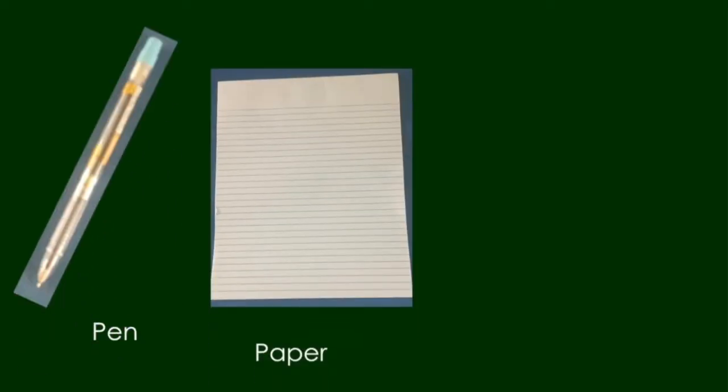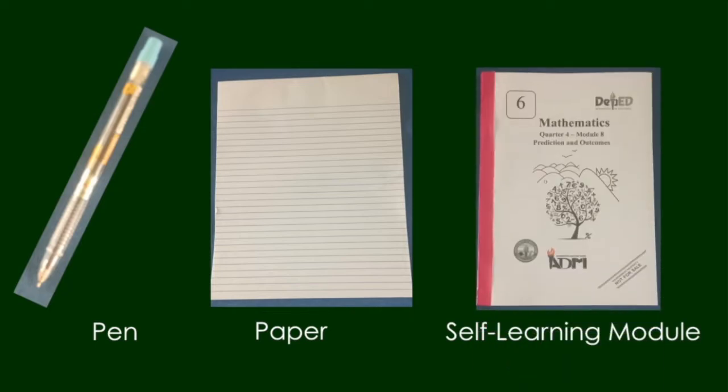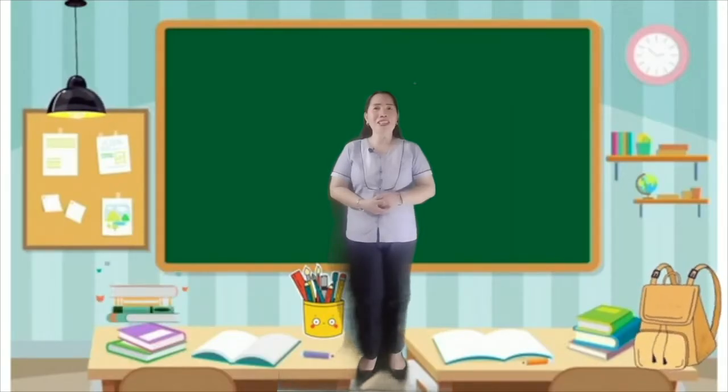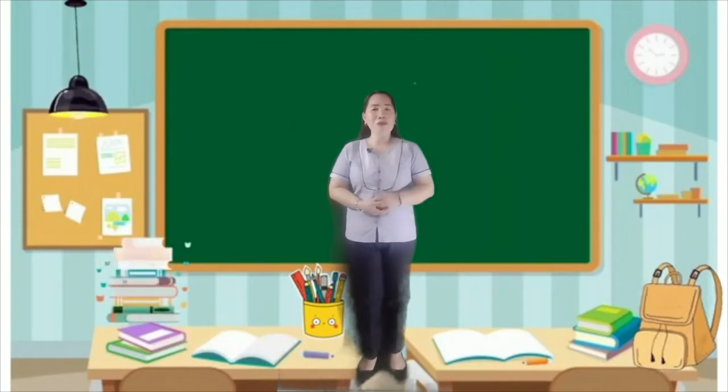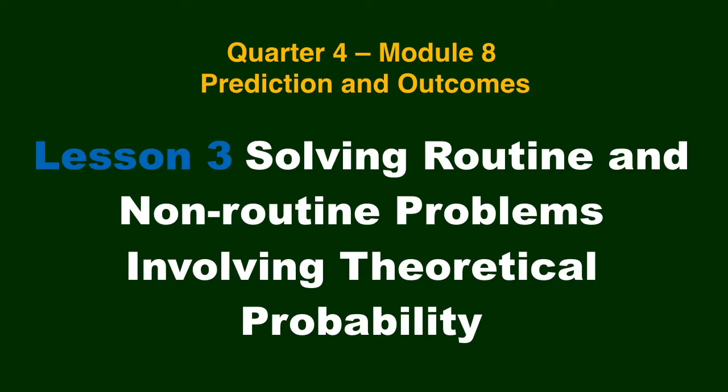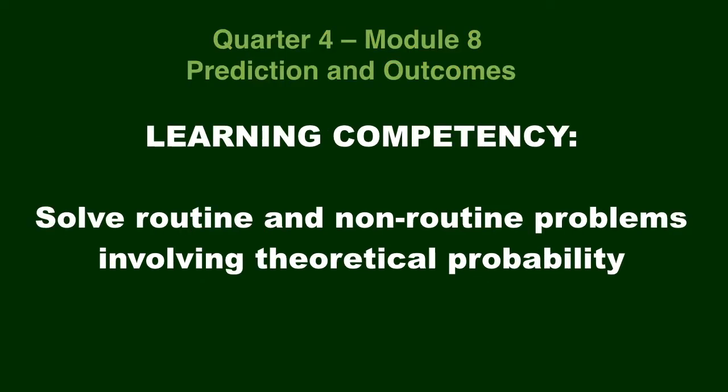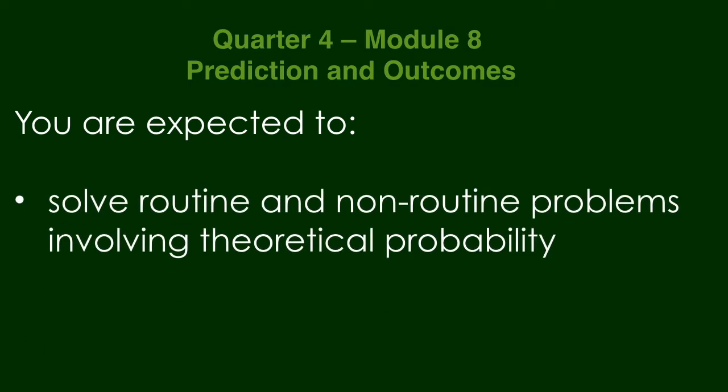Please be ready with your pen, paper, and self-learning module. And let's learn more interesting and challenging lesson today. The last lesson in Mathematics 6 Quarter 4 Week 8 is solving routine and non-routine problems involving theoretical probability. Our learning competency is to solve routine and non-routine problems involving theoretical probability. In this lesson, you are expected to solve routine and non-routine problems involving theoretical probability.